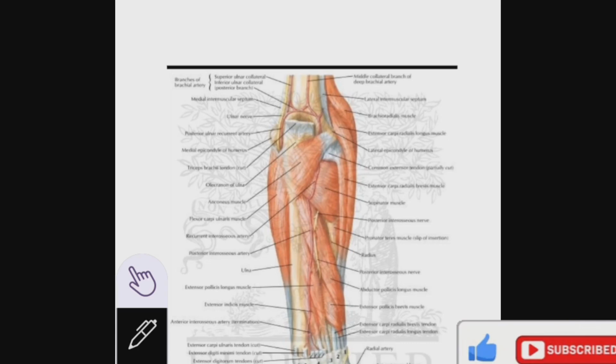Very important. Now, the clinical correlates involve carpal tunnel syndrome, which is a result of median nerve compression, ulnar nerve palsy, and radial nerve injury, which causes wrist drop. Blood supply to the forearm is by the radial artery, ulnar artery, and the anterior and posterior interosseous arteries.